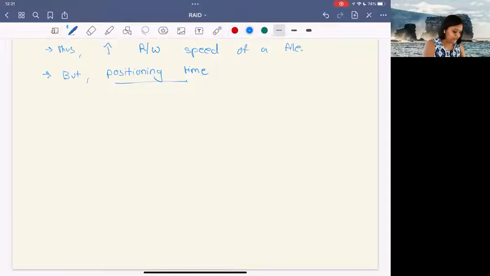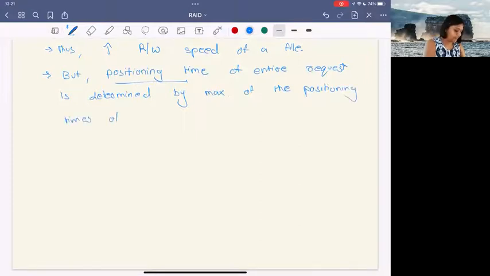So, but positioning time of the entire request is determined by the maximum of the positioning time of the request across all drives.